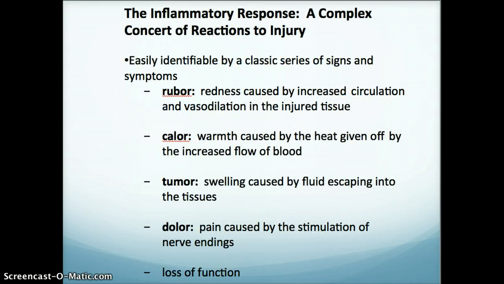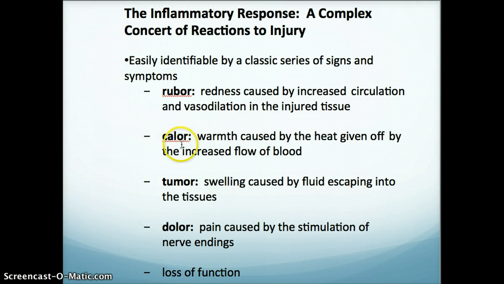So, starting out with the inflammatory response, this is a complex response that we see in reaction to injury. And it's very easy to identify by looking for classic signs and symptoms of inflammation. The first of which would be called rubor, which is redness, which you often see associated with inflammation. This is due to an increased circulation of blood and vasodilation in the injured tissue.